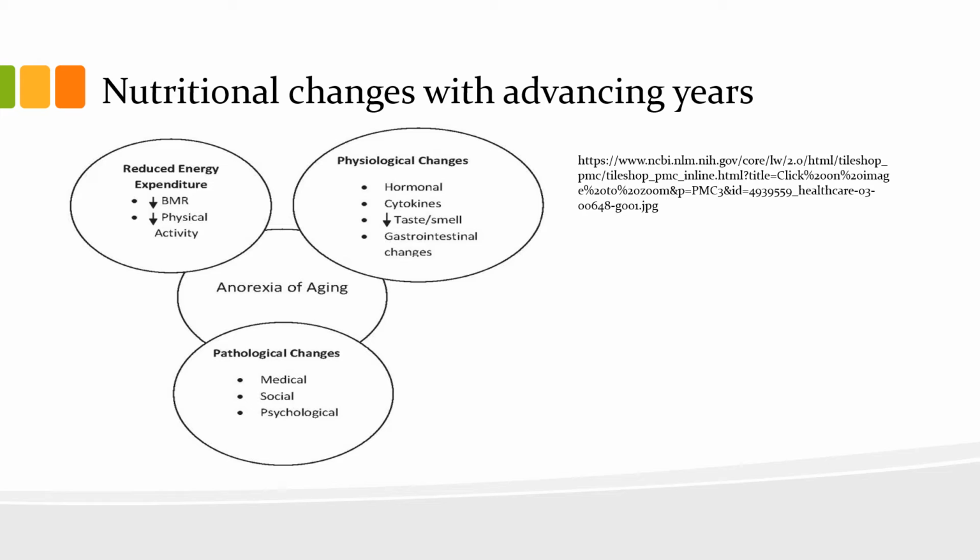The nutritional changes with advancing years are below. They have reduced energy expenditure, which is a decrease in your basal metabolic rate and a decrease in physical activity. The physiological changes are hormonal changes, increased cytokines, and decreased taste and smell, along with gastrointestinal changes. This leads to anorexia of aging. There are also pathological changes, which are medical, social, or psychologically induced.